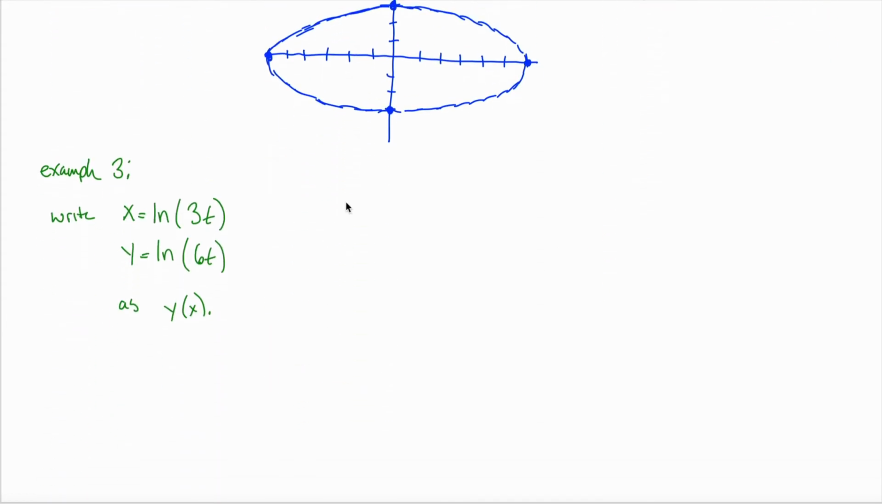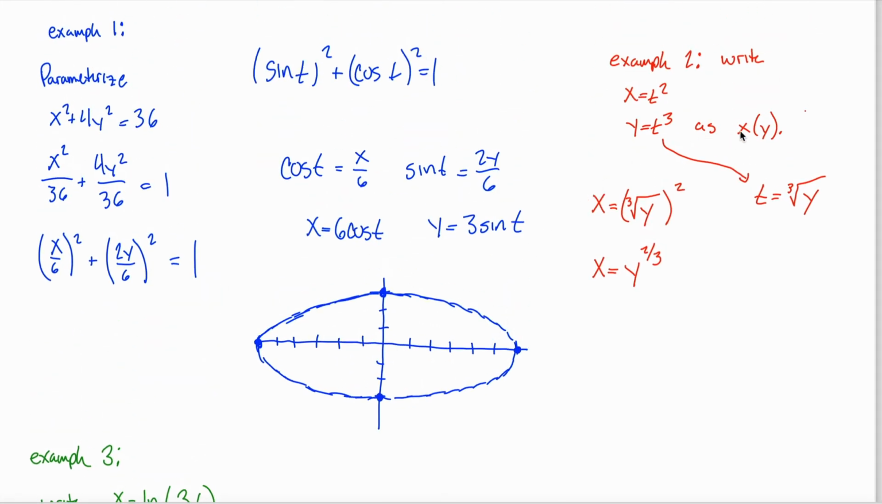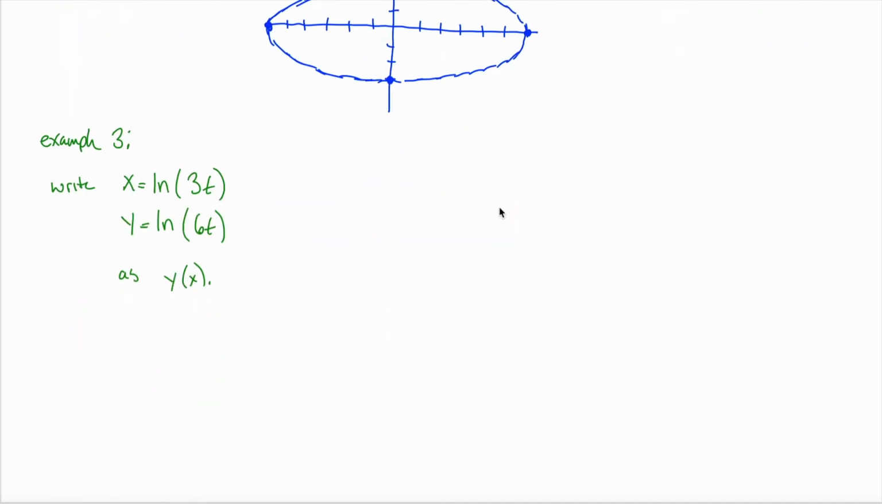What I instead want to start out with is x equals the natural log of 3t and y equals the natural log of 6t. So I start out in my parameterized form, and I want it in a more standard form where I'm writing y in terms of x. Note that before I wrote x in terms of y. I had x equals something. Down here, I want it to be y equals something.